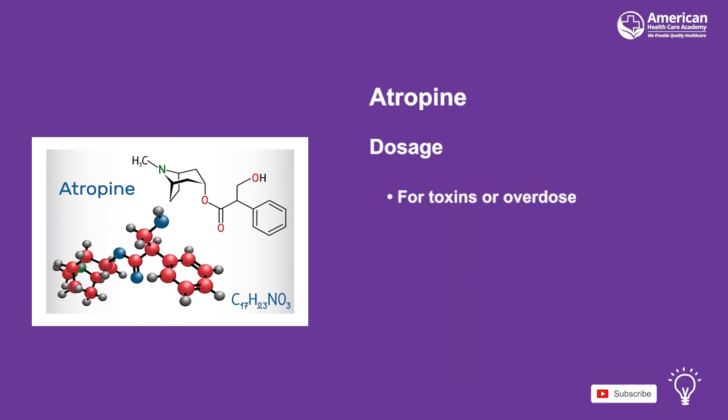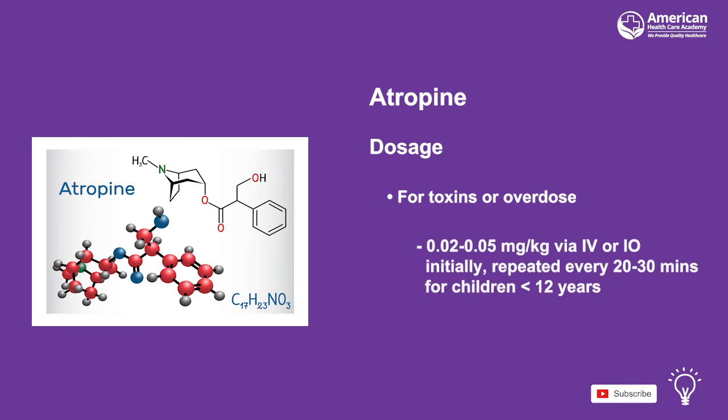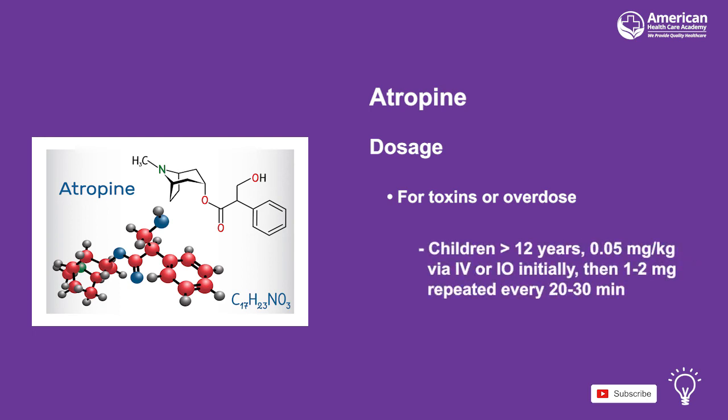The dosage for toxins or overdose is 0.02 to 0.05 milligrams per kilogram via IV or IO route initially, to be repeated every 20 to 30 minutes for children under 12 years old. For children over 12 years old, administer 0.05 milligrams per kilogram via IV or IO route initially, and then 1 to 2 milligrams repeated every 20 to 30 minutes.